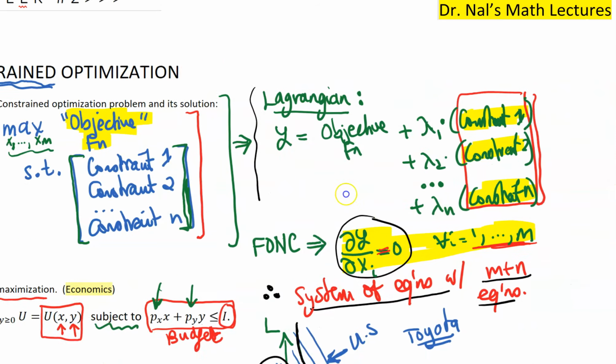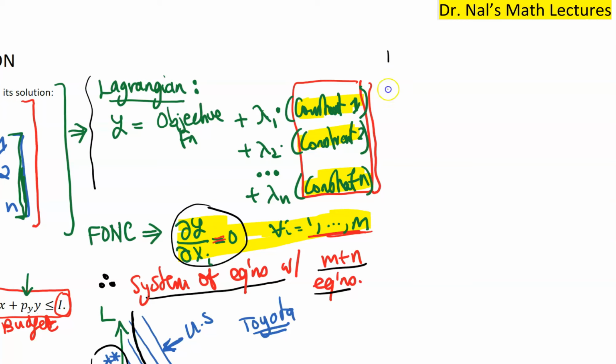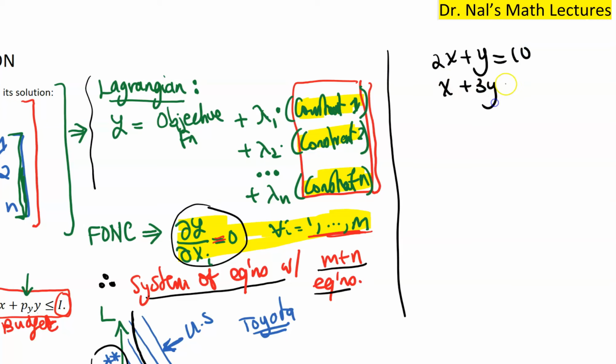Just as a reminder, for instance, if you were to solve this system of equations, that would be 2 equations and 2 unknowns. X plus 3y is equal to 12. Oops, that's a 2. Question is, what is the value of x and y? This is decidedly a simple problem. And we can use the standard algebraic techniques to solve this problem.